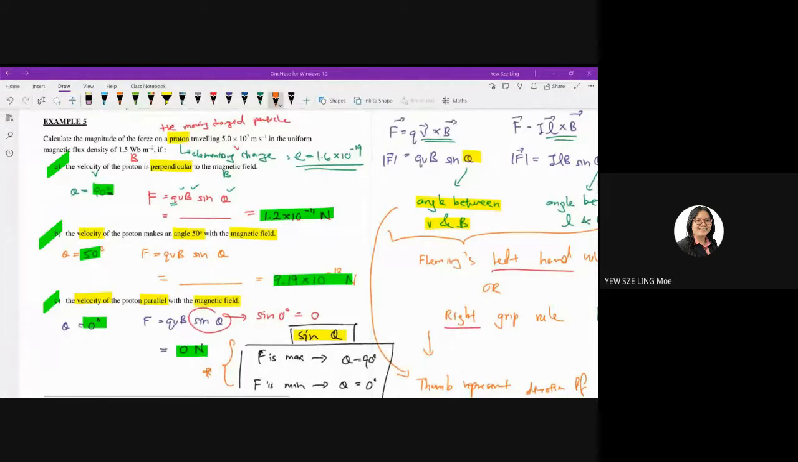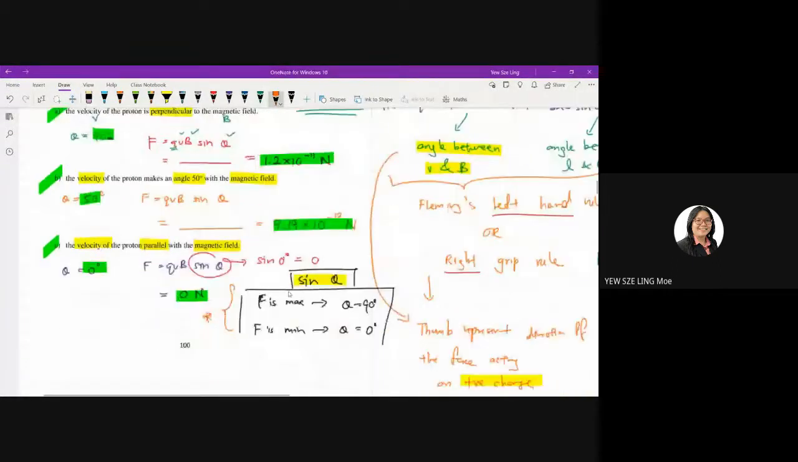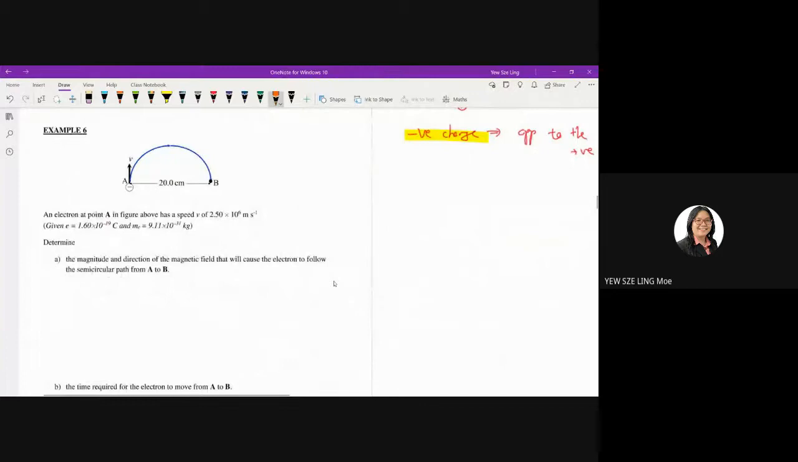Okay, so now let's look at the next example, example 6. Example 6: an electron at point A in the figure above has a speed. So once again, you're given the speed, V equals 2.5 times 10 to the power of 6 m/s. Now given e, this e is the elementary charge. So an electron, once again, is a form of elementary charge. It is a moving charged particle, a negative moving charged particle.